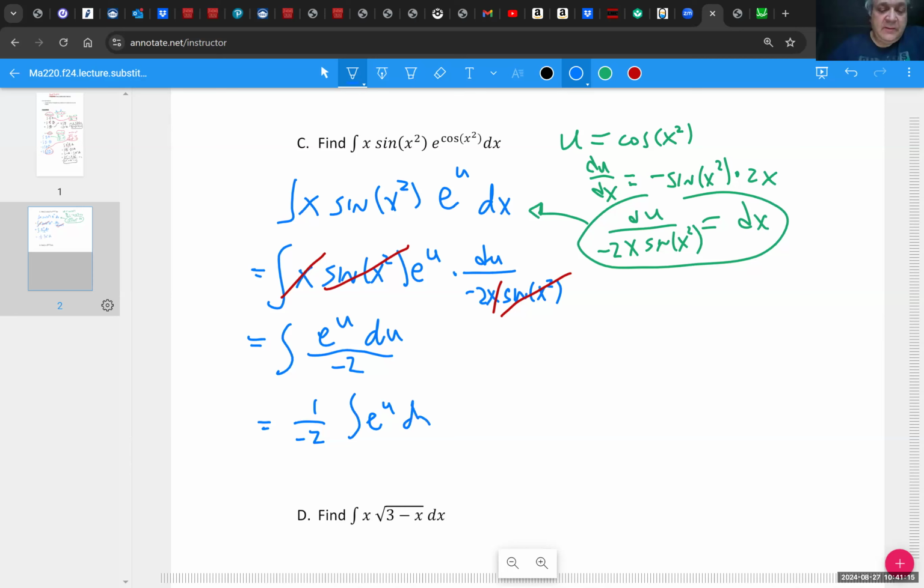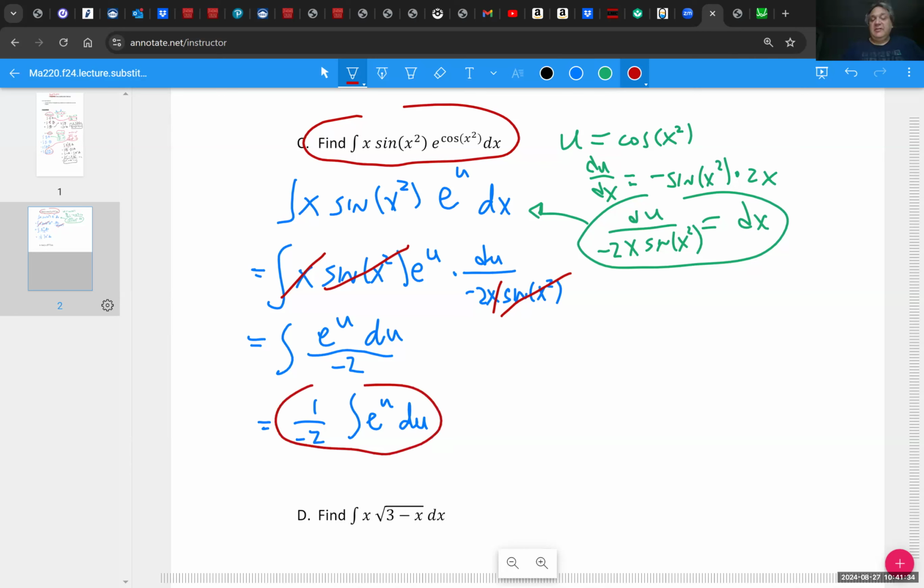And then let me try to make this look a little nicer. We have our simplified integral. Is this simpler than what we started with? What we started with was this thing up here with x sine x squared, e to the cosine x squared. And what we have now is much simpler. It's just e to the u. And e to the u is one of our shortcut formulas. The antiderivative of e to the u is itself. The derivative of e to the u is e to the u. The antiderivative of e to the u is e to the u.